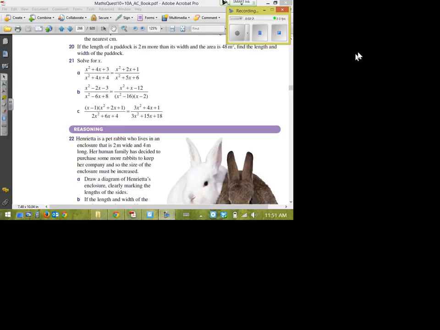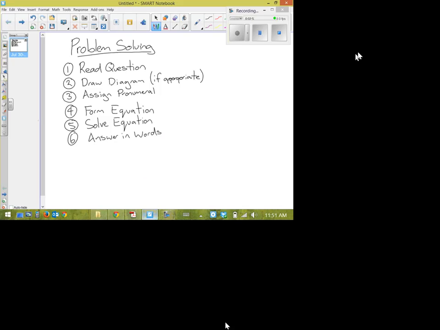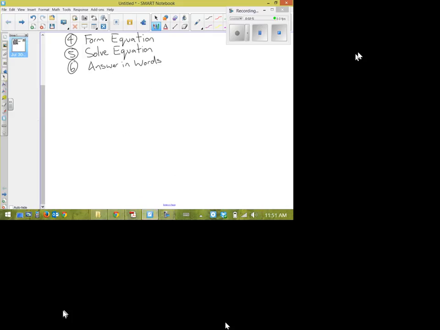Step 2, draw a diagram if it's appropriate. Is it appropriate here? Clearly it is. So let's draw a diagram. We've got a paddock, and the question isn't all that great in that it doesn't say it's a rectangular paddock, but I guess we have to assume from the information given that it's a rectangular paddock, although not really well explained in my opinion. So let's draw a diagram. We draw a rectangle. Apologies, it's not beautifully straight lines.